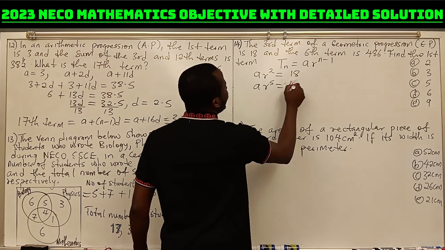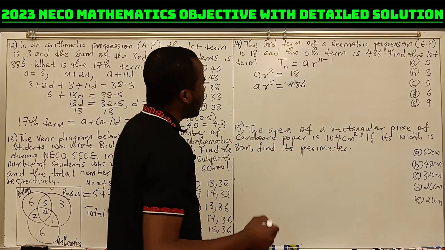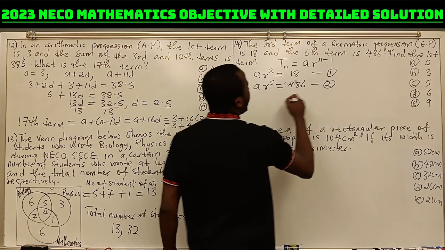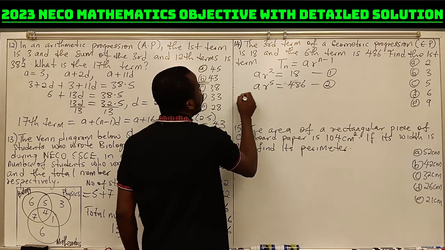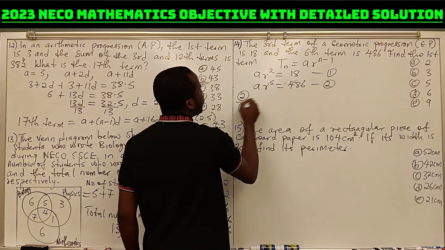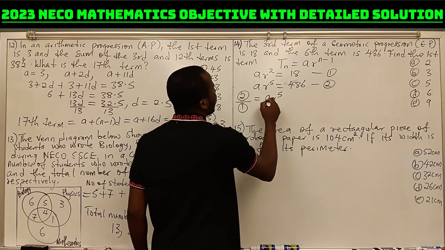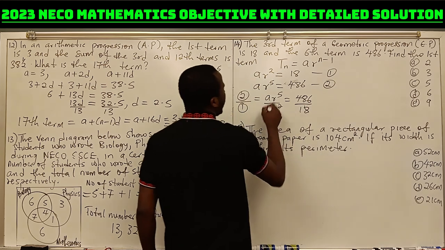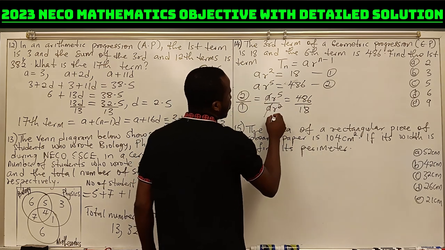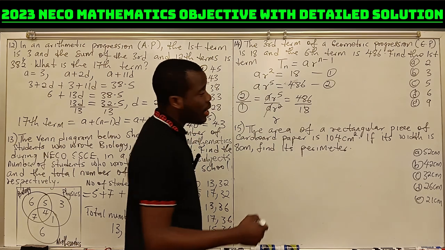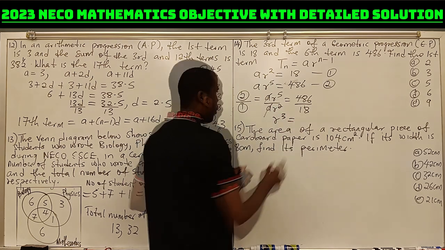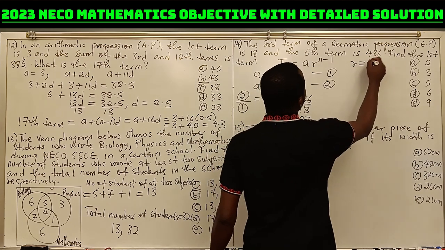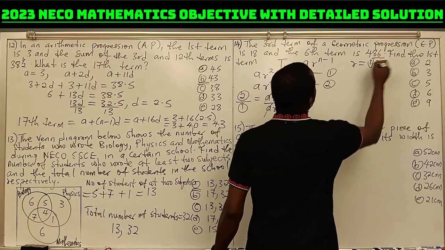To find the first term, since they are products, we can divide. If this is equation 1, this is equation 2, we can say equation 2 divided by equation 1, which will be a r to the power 5 over a r to the power 2 equals 486 over 18. A cancels A. This is r to the power, because they are in the same base, we subtract the powers. 5 minus 2 is 3, equals 27. And so from this, we have that r is the cube root of 27, which is 3.